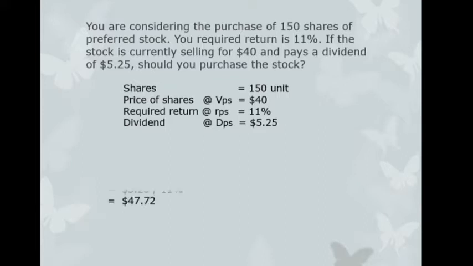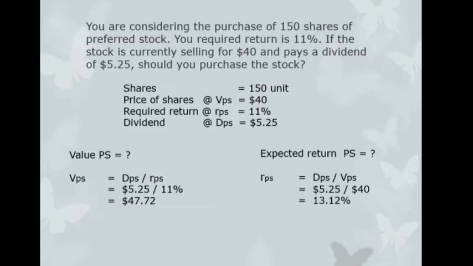For the question, we want to get the value of PS. So for the formula, VPS equals DPS divided by RPS. DPS we get $5.25 divided by 11%, and we can get $47.72.